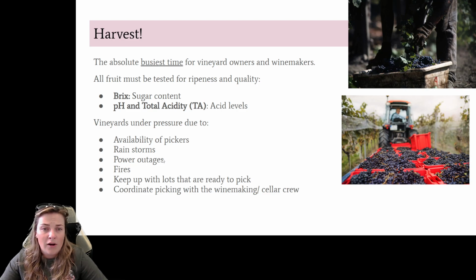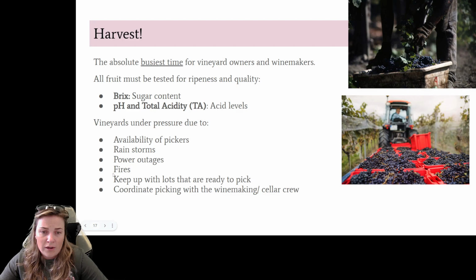It's also really hard to just keep up with the lots that are ready to pick. If you have planted varieties that ripen around the same time, you could have, like, a grape avalanche, basically a fruit that needs to be processed. It's very hard to do all that work at once, keeping up with it.